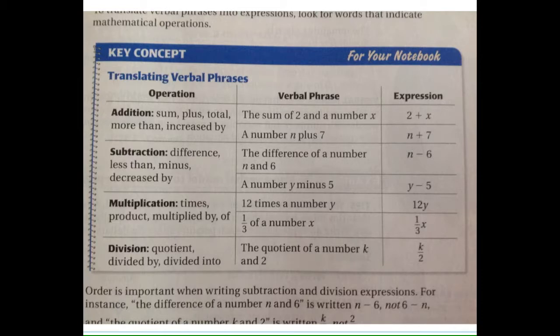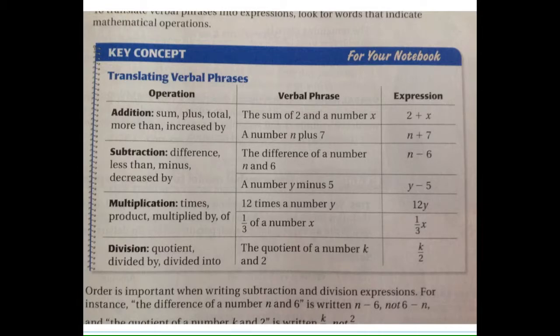So the words that tell us that we're going to be adding are sum, plus, total, more than, or increased by. All of those words or phrases mean to add. So if I have the sum of 2 and a number x, how many of you are bothered by the fact that it says the number x? What are we, Roman? All right. So 2 plus x. The sum of 2 and a number x is 2 plus x. Or a number n plus 7. N plus 7.